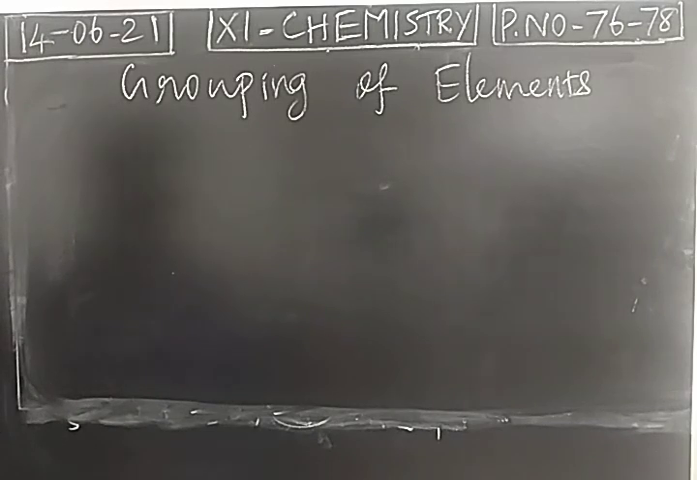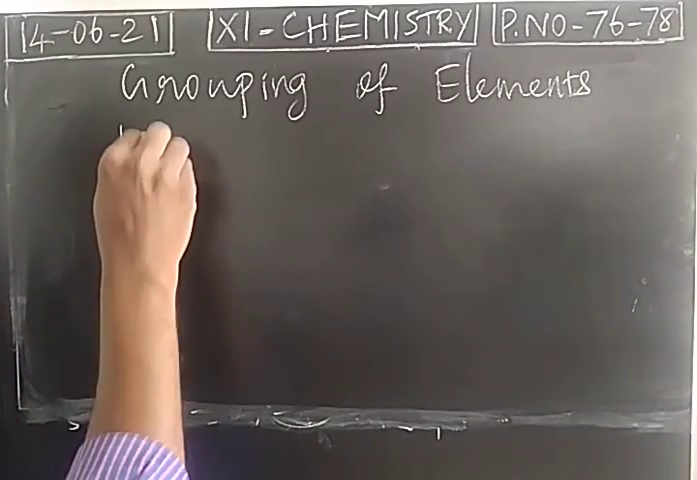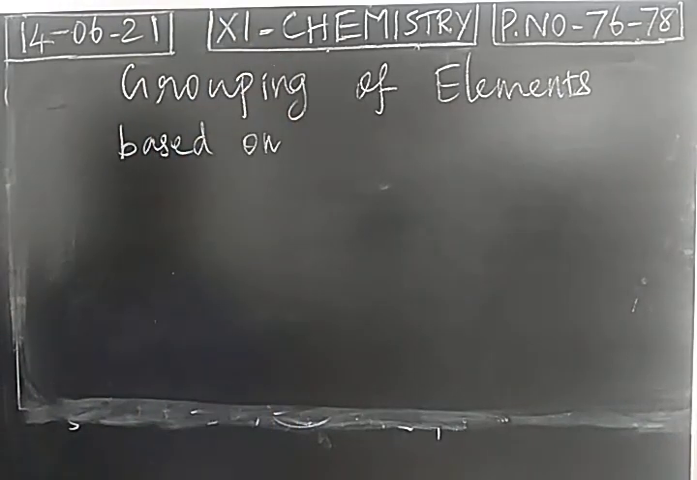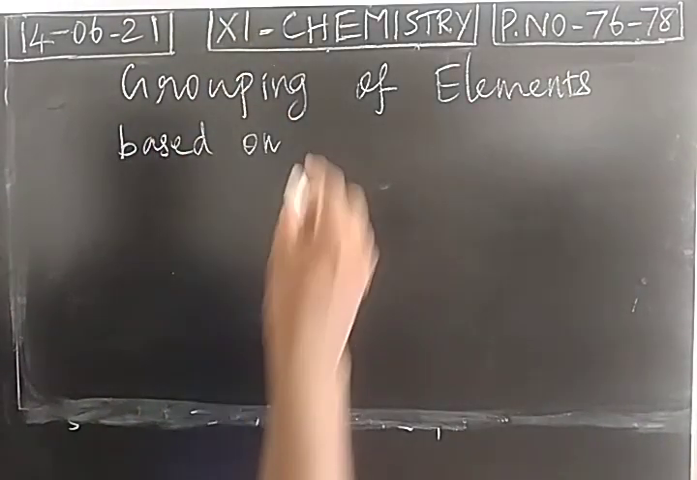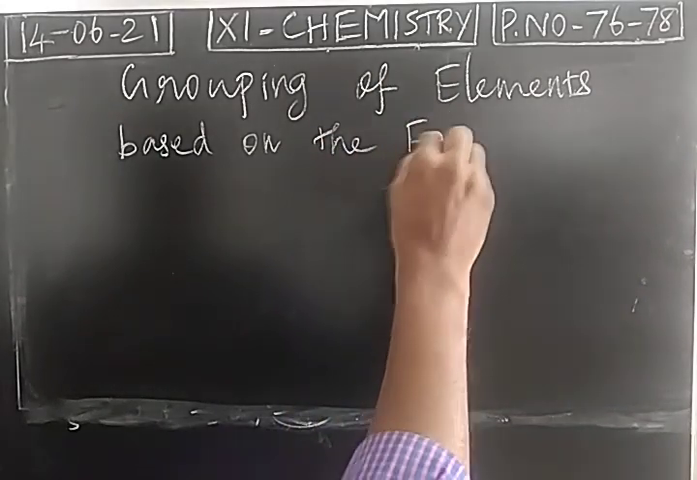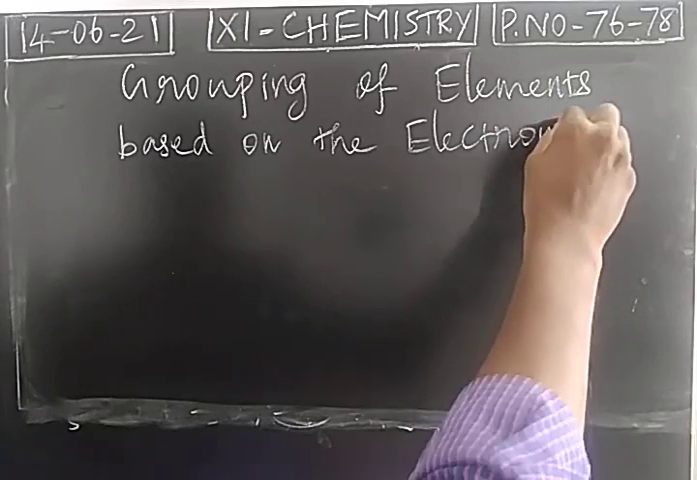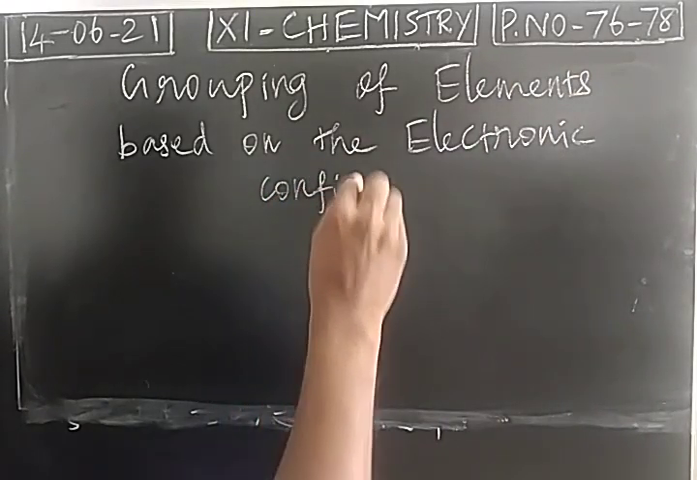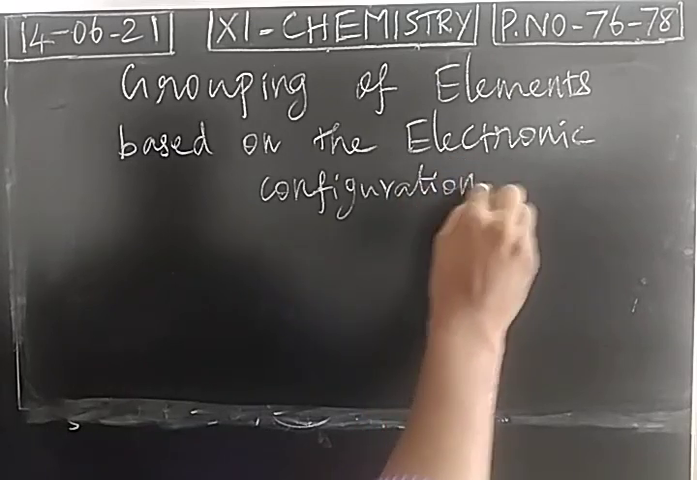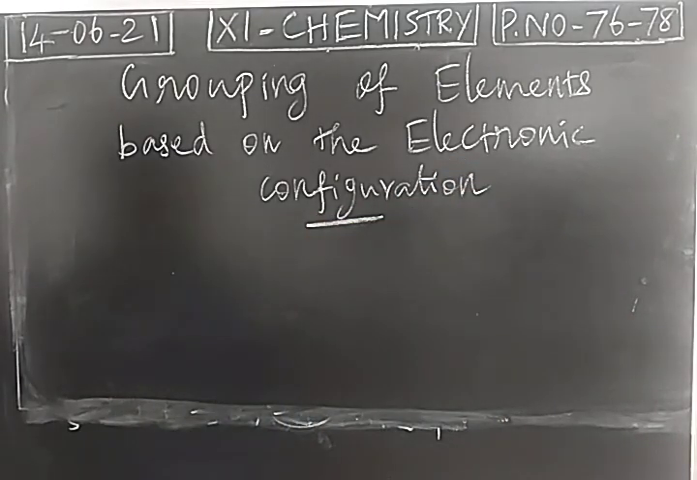Dear students, in today's class we are going to study grouping of elements based on electronic configuration. We place the elements in the modern periodic table based on the increasing order of atomic number as well as electronic configuration. Electronic configuration is nothing but the arrangement of electrons in the atoms. Outside the nucleus, how the electrons are arranged is called the electronic configuration. While placing elements in the modern periodic table, we have to consider atomic number as well as the electronic configuration of the elements.